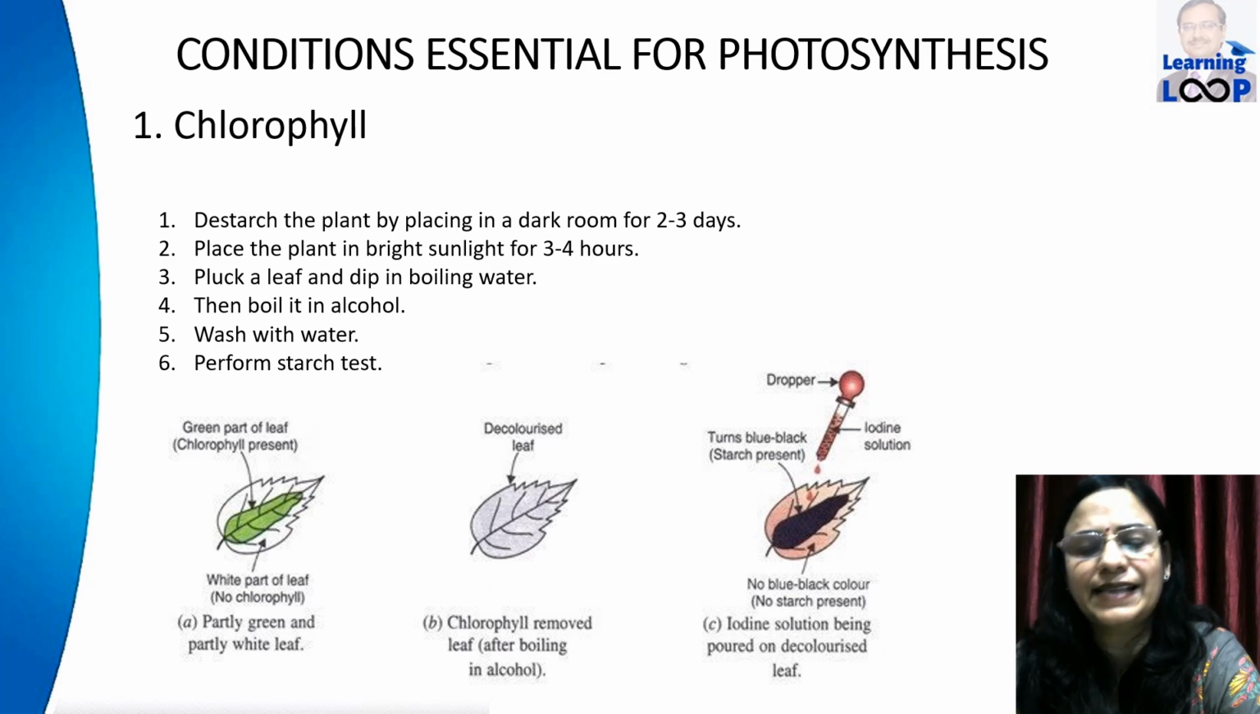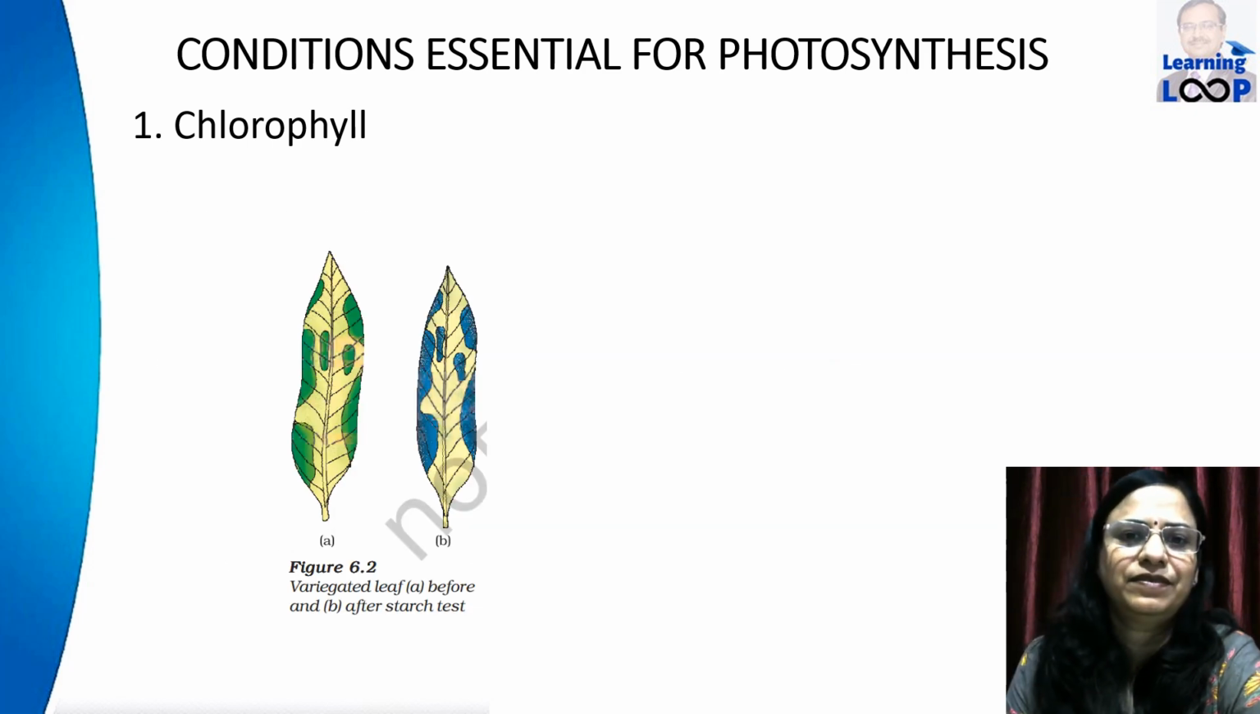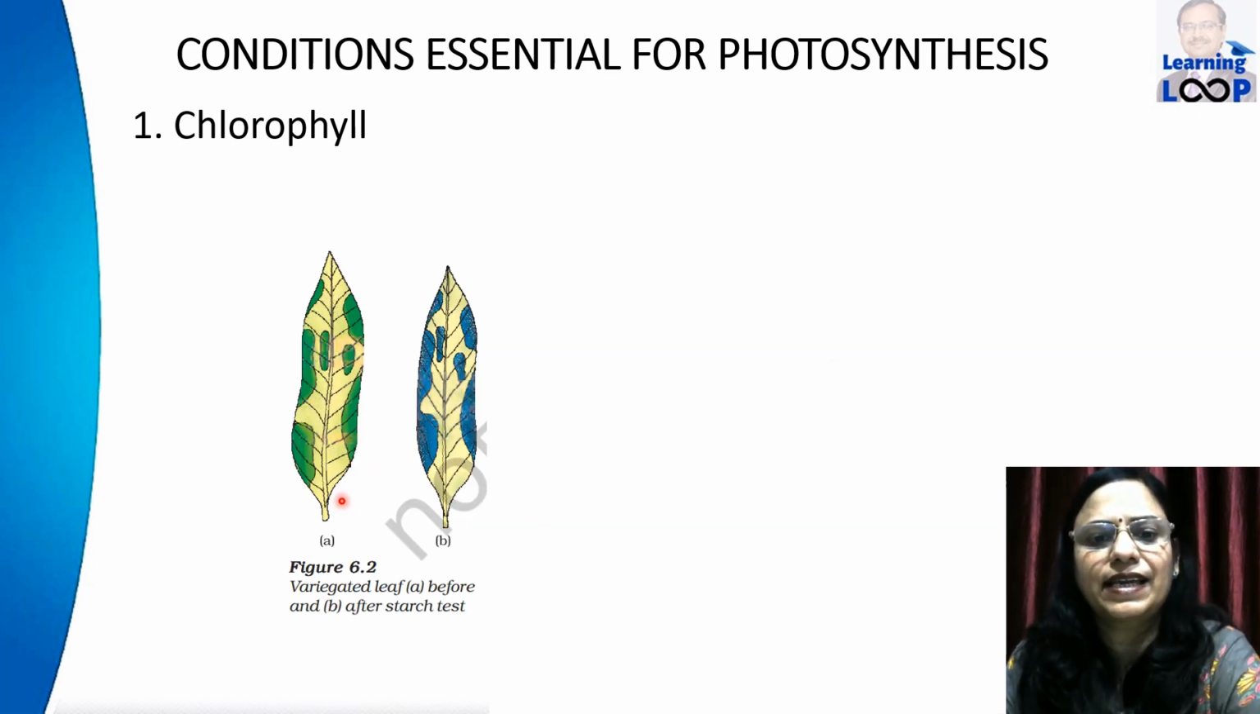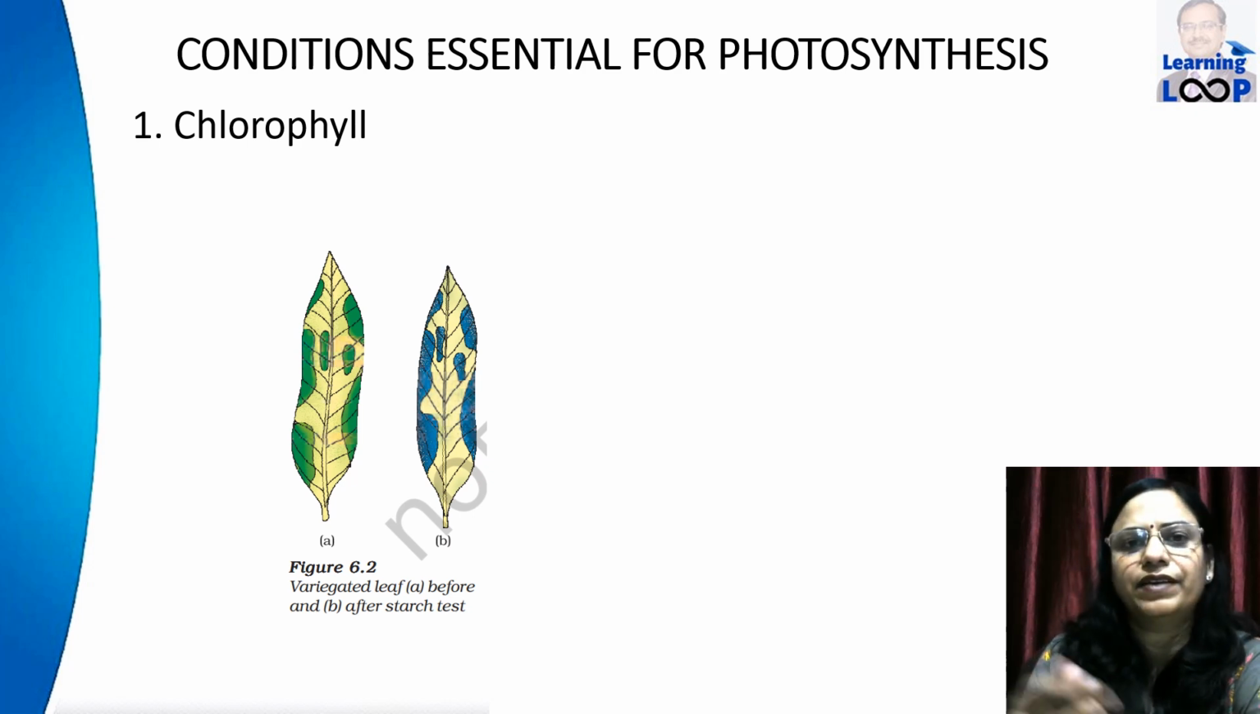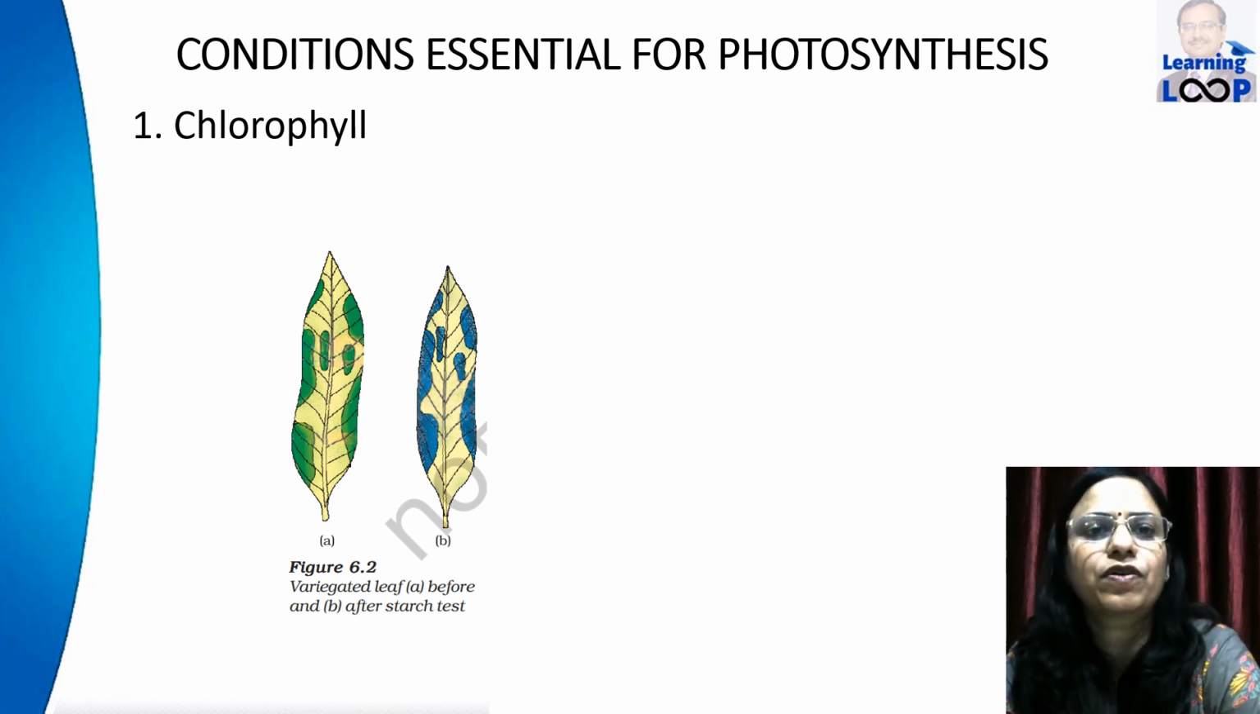Now we can test the second condition in the same way. Now this is again the same diagram, a variegated leaf before the experiment and after the experiment. Like before, it was looking like this. So the parts which were green, after the experiment they turned blue-black, and the part which was yellow remained the way it was, or it turned brown when you add iodine to it, because brown is the original color of iodine solution.